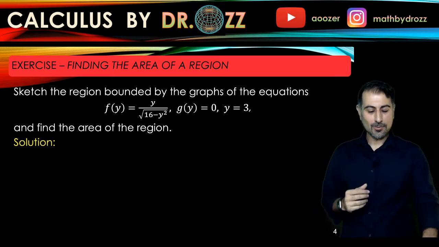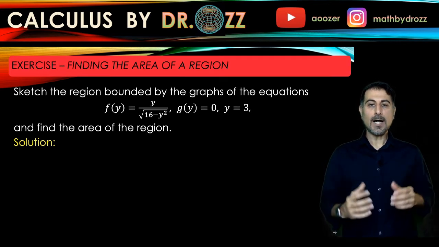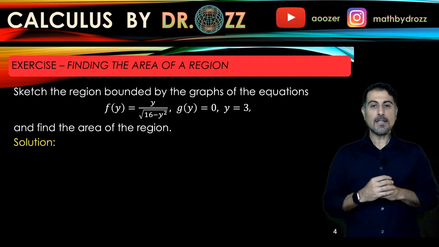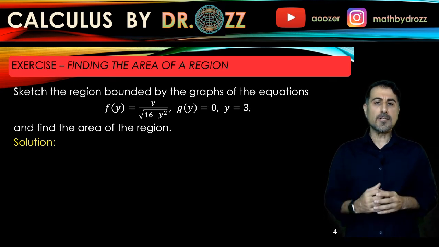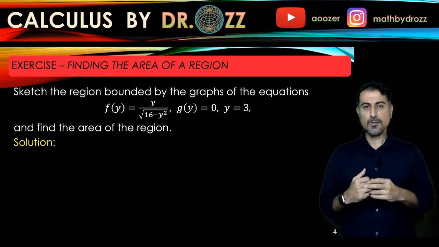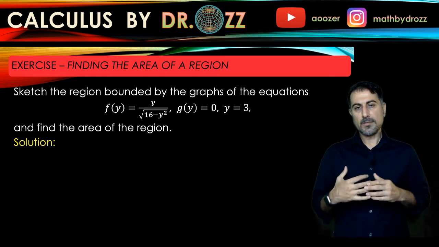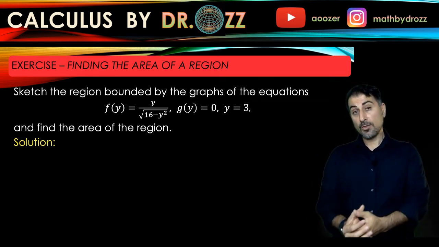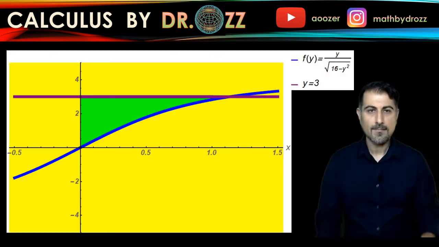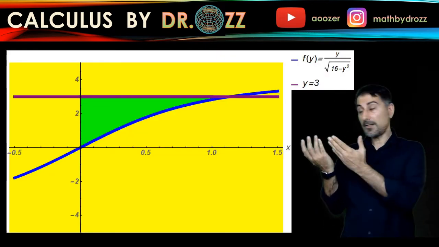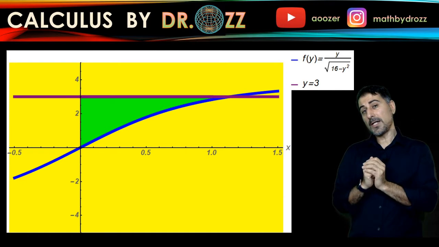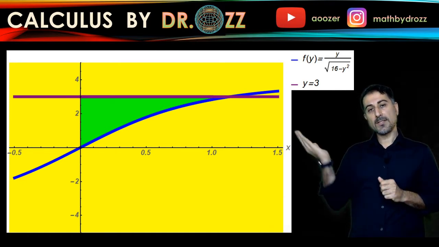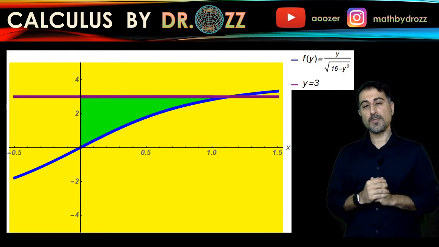So what we're going to do here is first plot the region and see what it looks like. Since the functions are given in terms of y, we're going to use an alternate version of the area formula where you don't have any dx anymore, but we're going to have dy. And here is how the region looks. This is the area surrounded by three graphs: the y-axis, the horizontal line, and the blue curve over there.